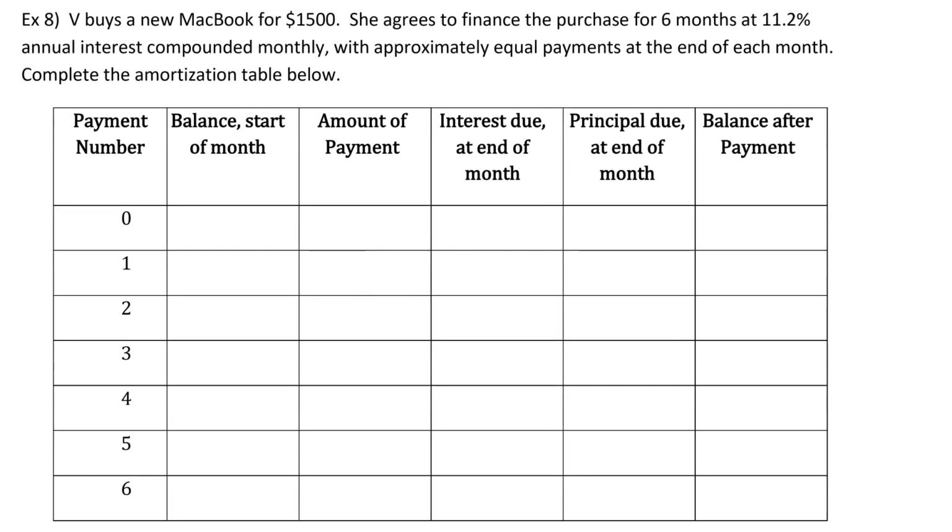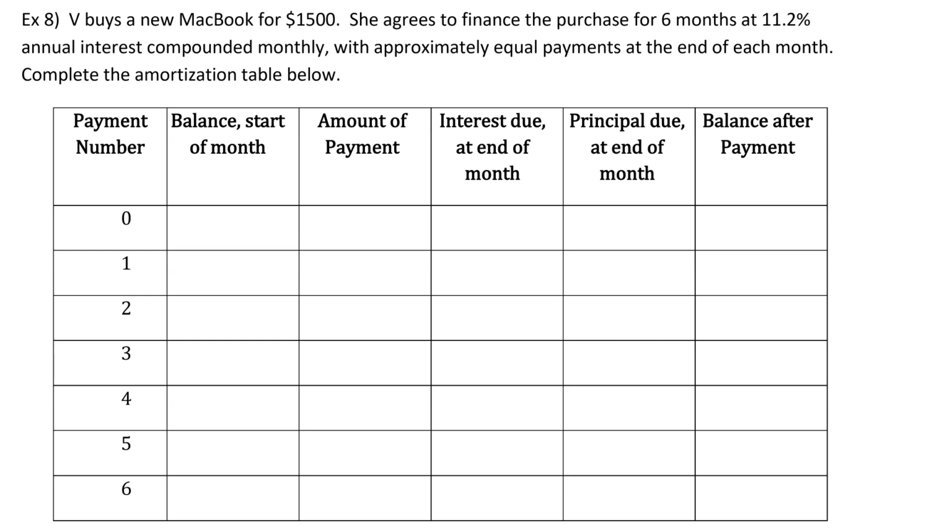V buys a new MacBook for $1,500. She agrees to finance the purchase for 6 months at 11.2% annual interest compounded monthly with approximately equal payments at the end of each month. Complete the amortization table below.